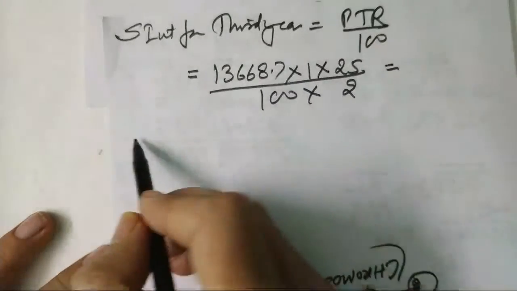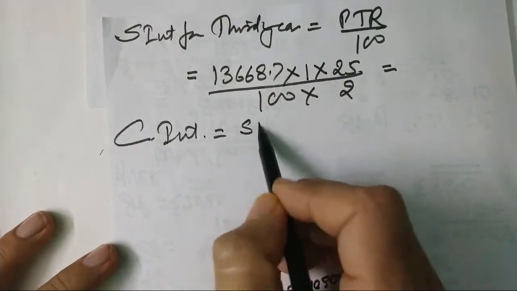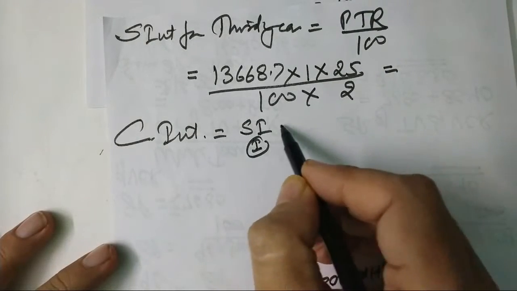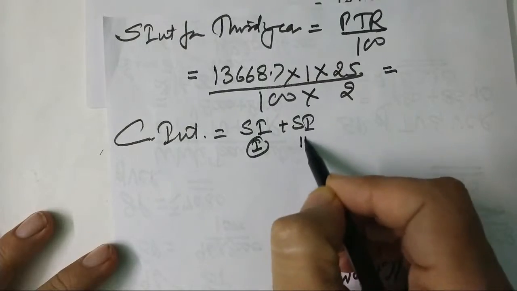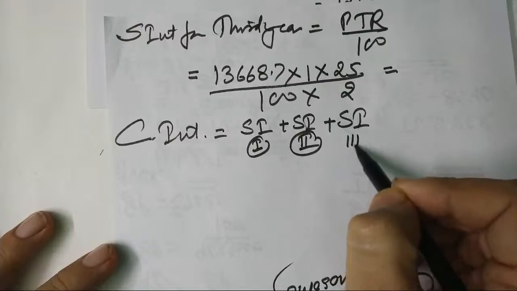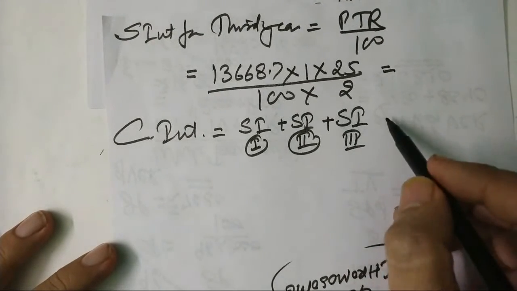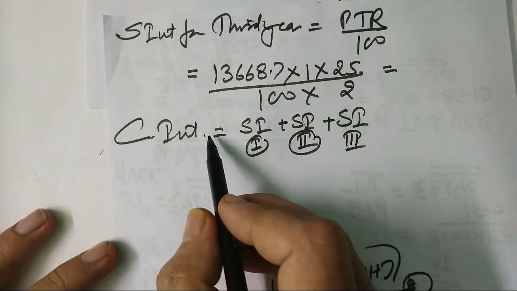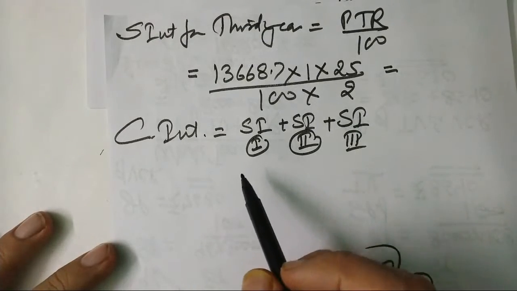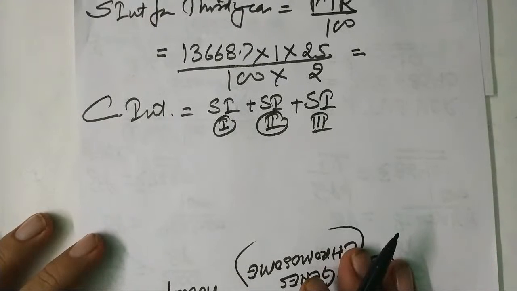Then you will find the compound interest. So how will you find the compound interest? We will find simple interest for the first year. Then we will add simple interest for second year. And then we will add simple interest for the third year. When you add these three, you will get the compound interest. This will be the answer for the first part. It is a bit lengthy, but this is how it is done by the normal method.